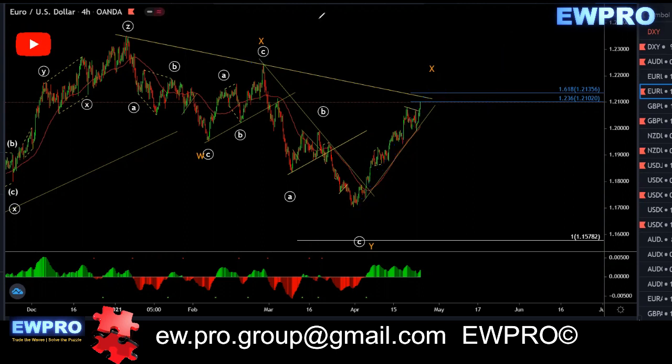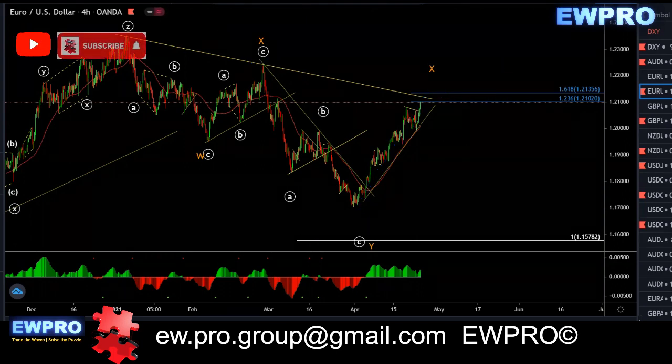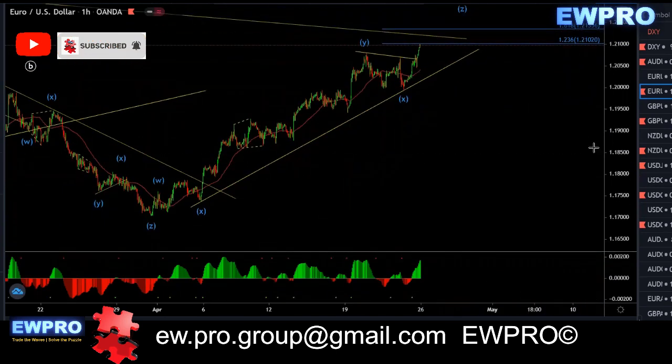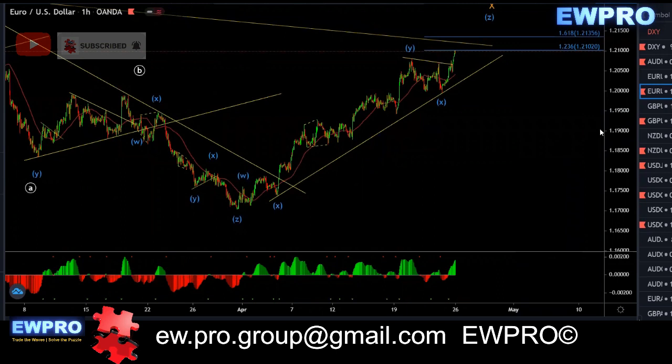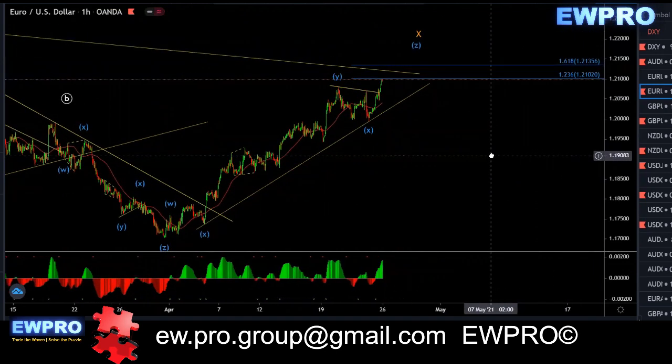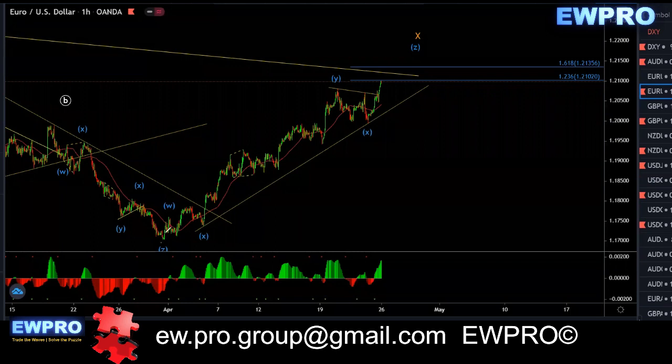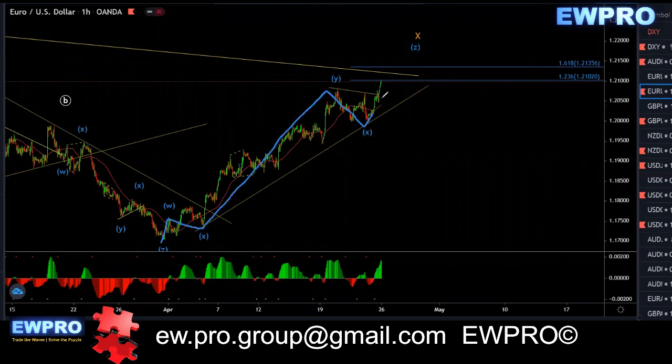On the H1, again, I'd be very careful buying this at this stage, because we already have a WXY X, and we're getting the Z up. It's already up to the 123.6, and your second target is at 161.8.